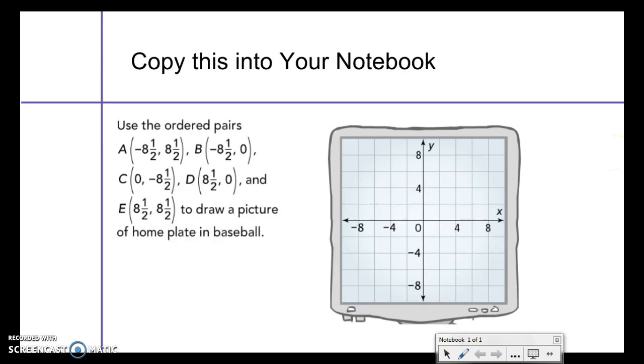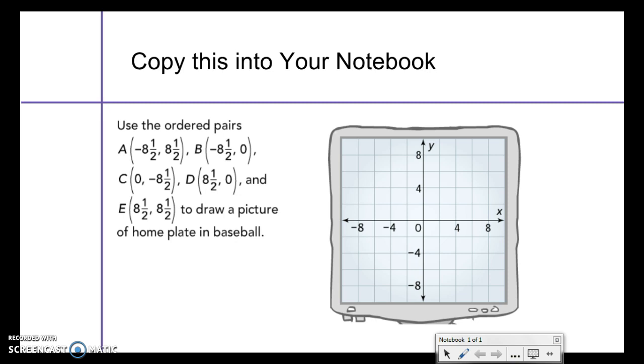All right, I want you to create a coordinate plane in your notebook. You can use some graph paper on the back, or you can use your own, or you can just create your own coordinate plane using a ruler, okay? Use the ordered pairs A, B, C, D, and E to draw a picture of home plate in a baseball. Now, I had some kids just randomly draw a home plate. That's not the directions. You have to find these coordinates, okay?